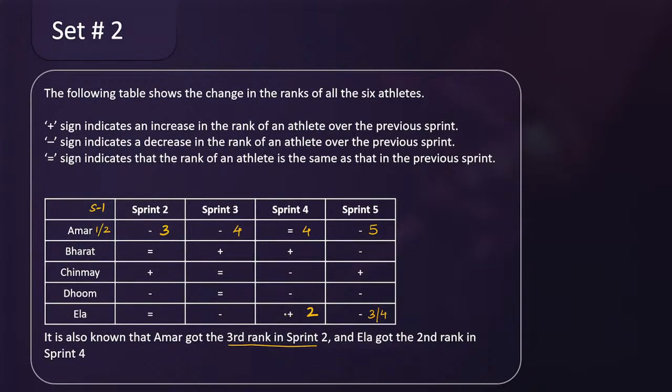Done. चले आगे. Now let's look at from sprint number 3 to sprint number 4 for Ela. Now sprint number 3 से sprint number 4 यहाँ पे plus है. So rank plus हुई है. That means rank has improved. Okay. Now improve your rank, that means here the rank was either 3 or 4 or 5. Okay. 4 it cannot be because Amar has already taken rank number 4. So it can either be 3 or it can be 5.